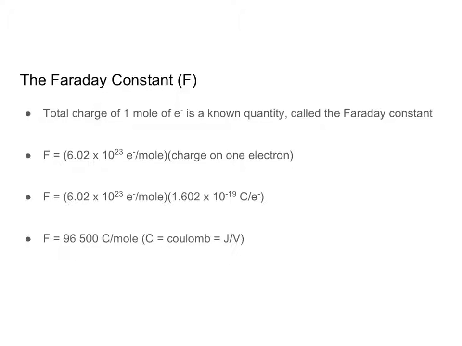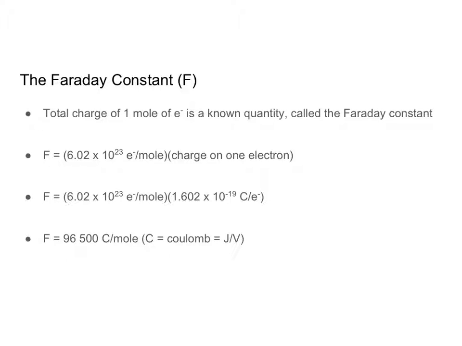The Faraday constant is a value that you're not going to have to memorize because it is given to you on the AP exam, but you should be aware that the total charge of 1 mole of electrons is a value that we know. It's a constant. We call it the Faraday constant. It essentially comes from 6.02 times 10 to the 23rd electrons per mole times the charge on one actual electron. The value for the charge on one electron is 1.602 times 10 to the minus 19 coulombs per electron, which gives us a value for the Faraday constant of 96,500 coulombs per mole.